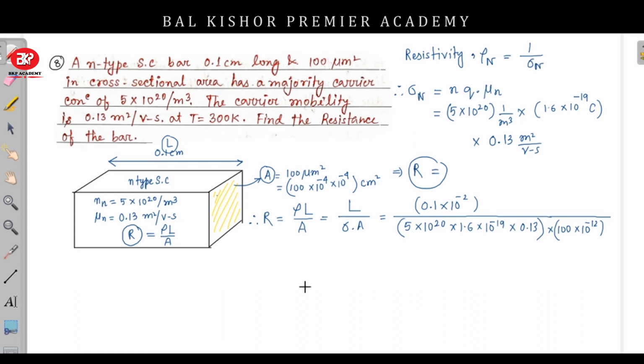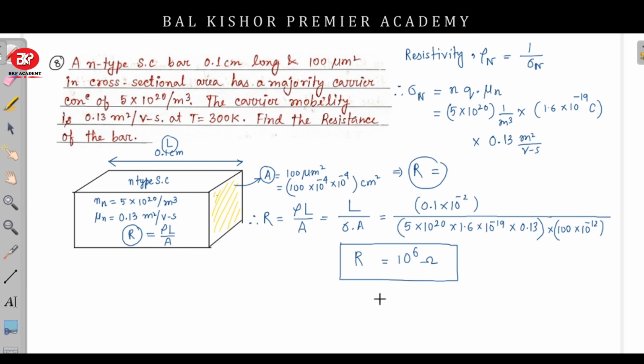Now we can calculate this. So if you calculate this, you will find that the value of the resistance of this sample is 10 to the power 6 ohm. So this will be the value of the resistance of the sample.